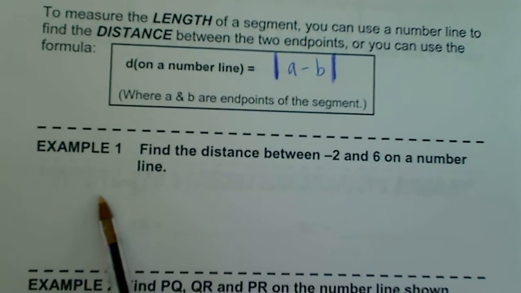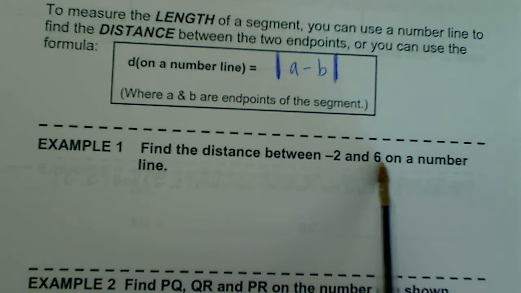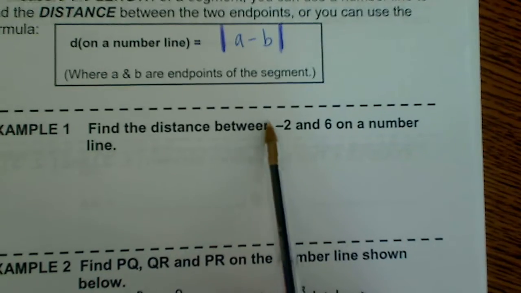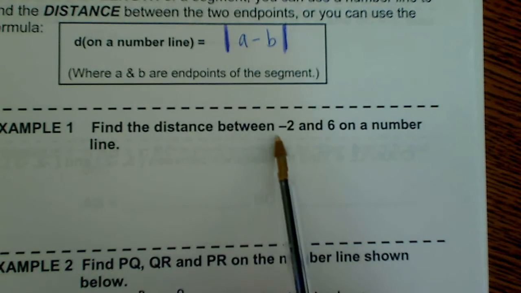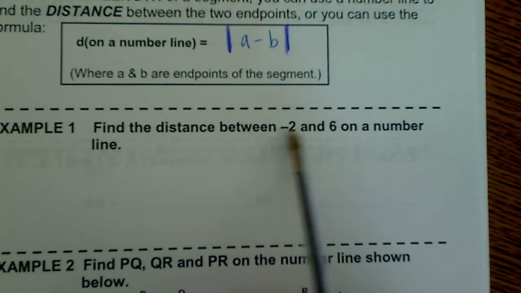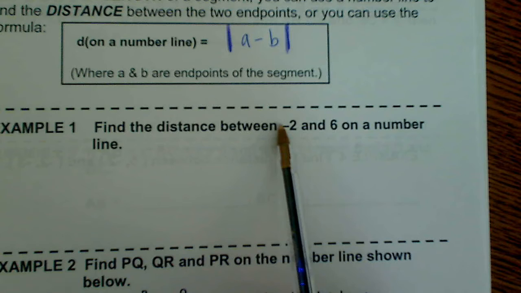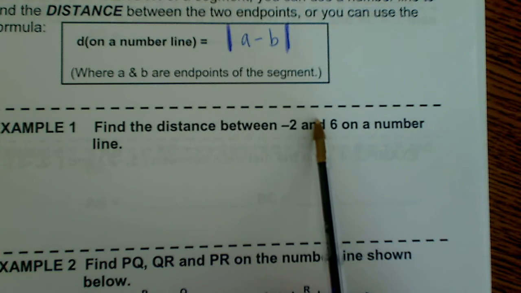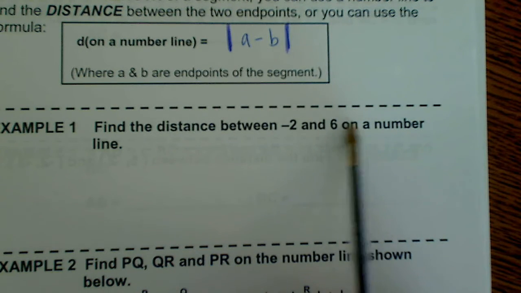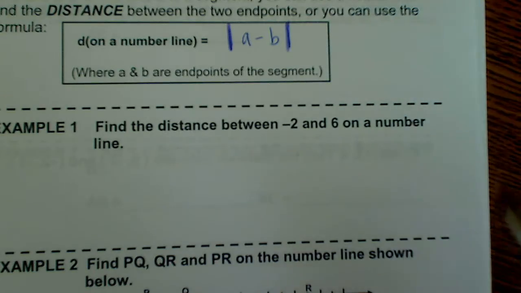For this one, it says find the distance between -2 and 6 on a number line. If you go from -2 to +6 on your number line, you're going how many units? You're going 8 units. From -2 to 0, that's 2 of them. Plus 6 is going to give you that 8 units.